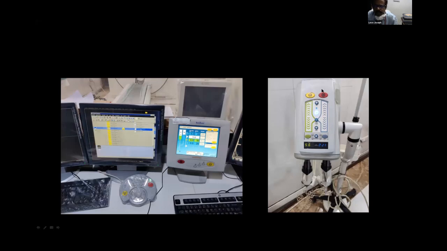This is our setup. You can see on the right hand side, this is a power injector. You can see 2 heads. One head will contain contrast, another will contain saline. As I said, the contrast injection will be followed by a saline chase. And on the left side, you are seeing one small monitor where you program the injection. You can see 5 ml is written here. This 20 ml is the saline volume. Here, this is just after finishing a CT angio. That's why the contrast level is low.